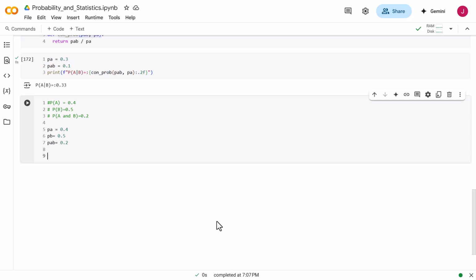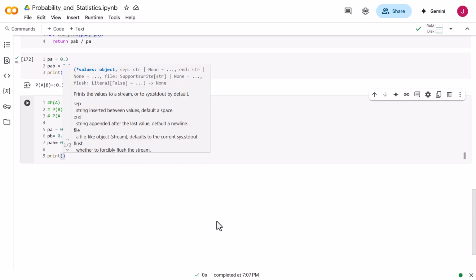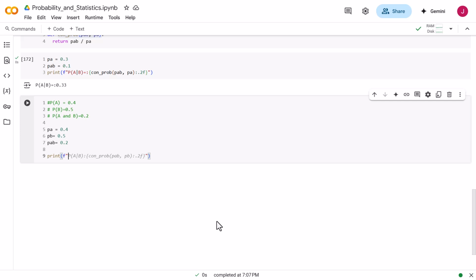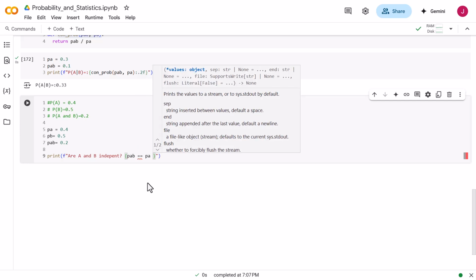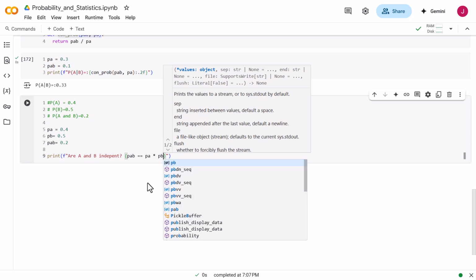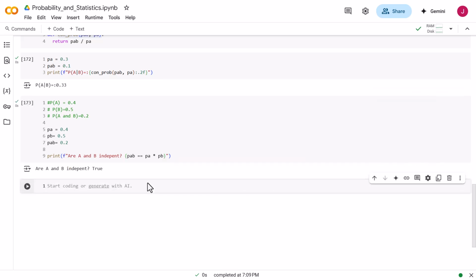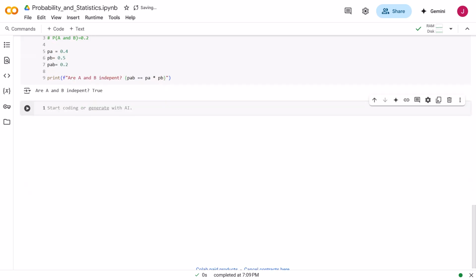Then I can check whether these are independent or not. So I can say, for example, print whether A and B are independent, right? Then here I can say if P(A and B) equals P(A) multiplied by P(B), right? So it's true, right? Because P(A and B) equals P(A) multiplied by P(B).